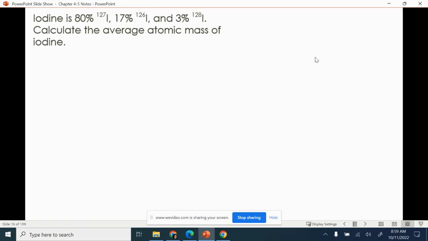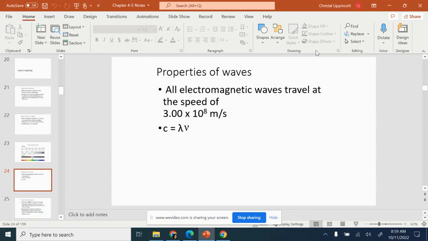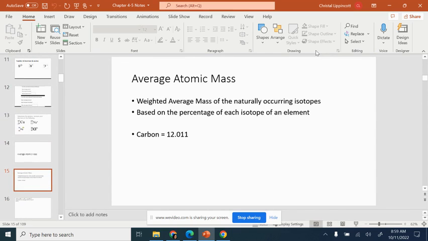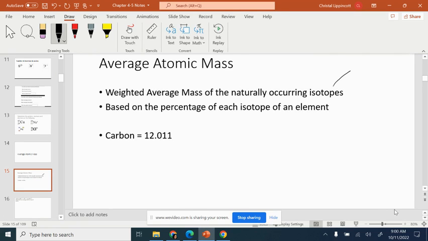So what is an isotope again? We talked about that yesterday. Protons and neutrons are not always equal, right? So we have different isotopes that are out there, and the mass on the periodic table is based on a weighted abundance of those.